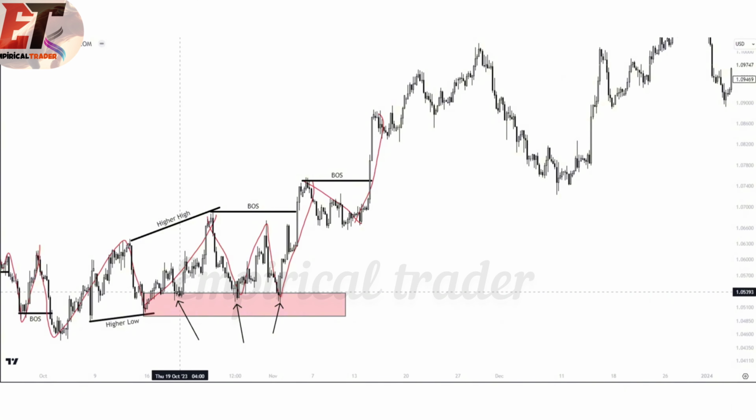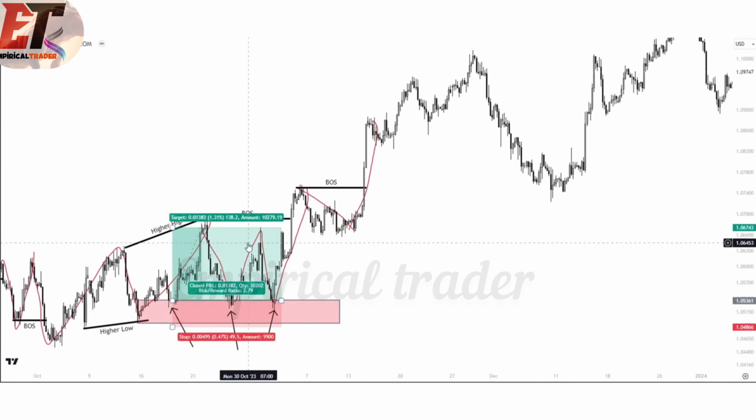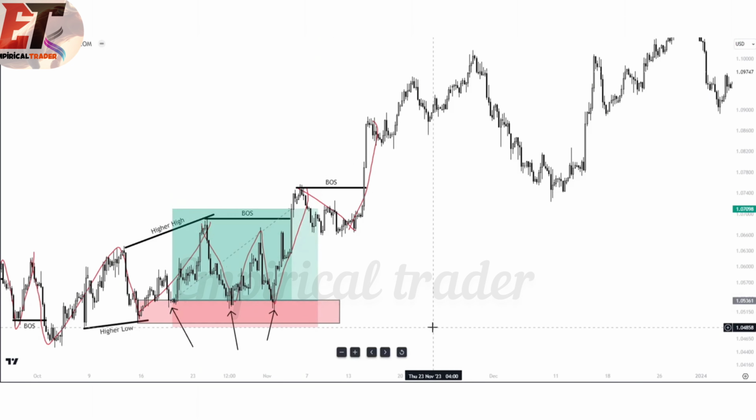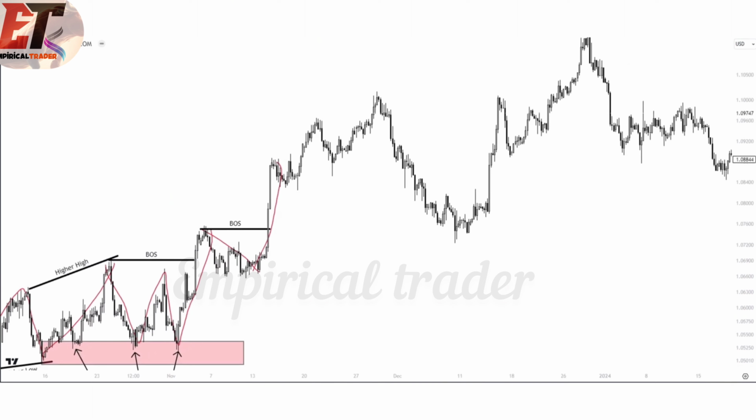Let's see what risk to reward this trade would have given. A great one. Sad enough that we missed this. But no problem, as there are endless opportunities.